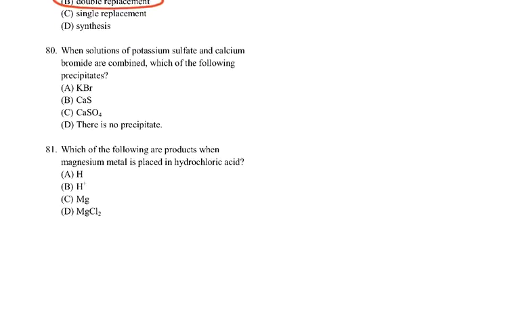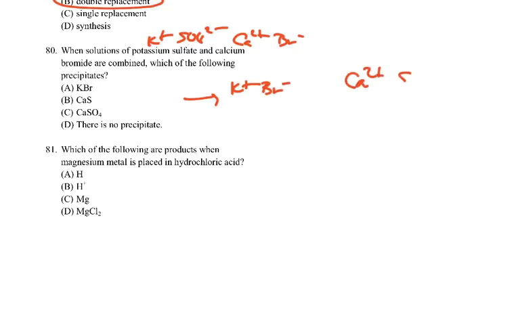80. When solutions of potassium sulfate and calcium bromide are combined, which of the following precipitates? Okay, so potassium sulfate, that's K plus and SO4 2 minus. And we've got calcium bromide, Ca2 plus and Br minus. So we're going to make two new compounds. We're going to make one with K plus and Br minus. And we're going to make one with Ca2 plus and SO4 2 minus. So the two compounds are KBr and CaSO4.